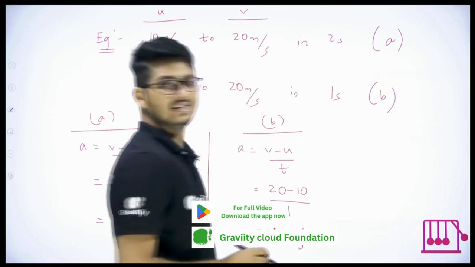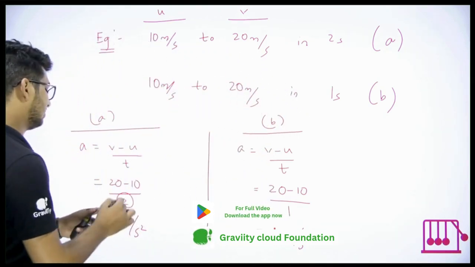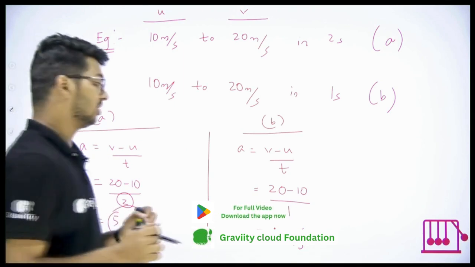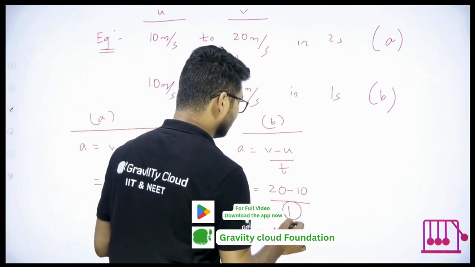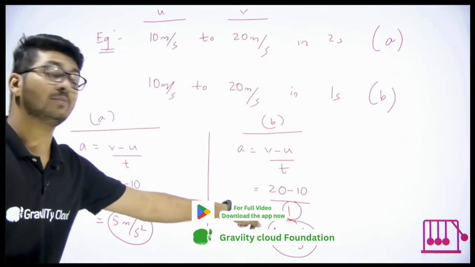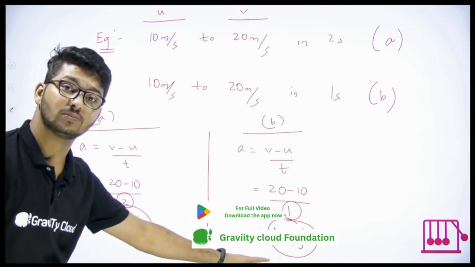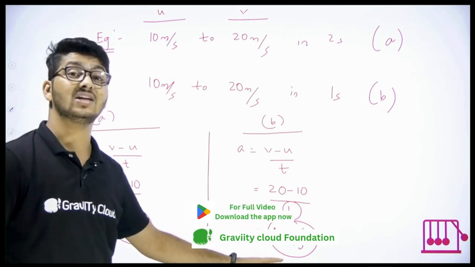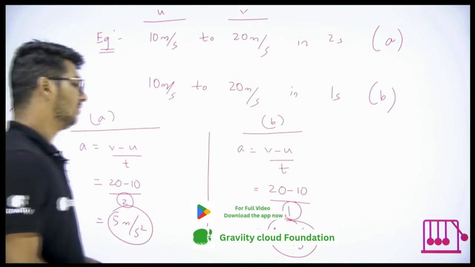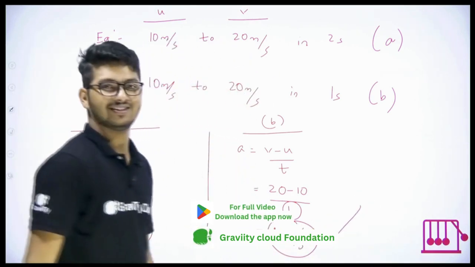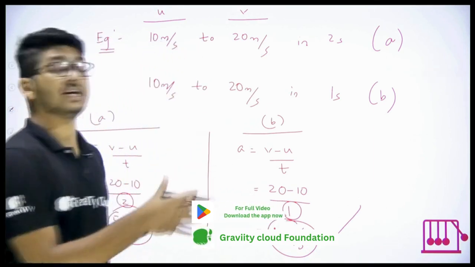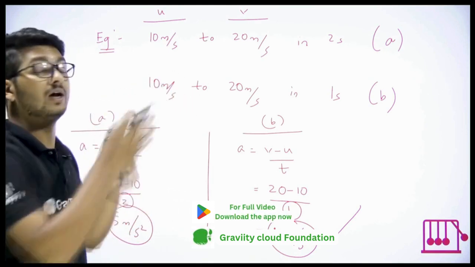Now you can clearly see, whenever the time was 2 seconds, the acceleration is 5 meter per second square, but whenever the time is 1 second, the acceleration is 10. So whenever the time is less, acceleration is more. 1 second, acceleration 10 meter per second square. 2 seconds, acceleration is 5. Obviously this is greater. So less time will mean more acceleration. That will be taken care of by this formula.